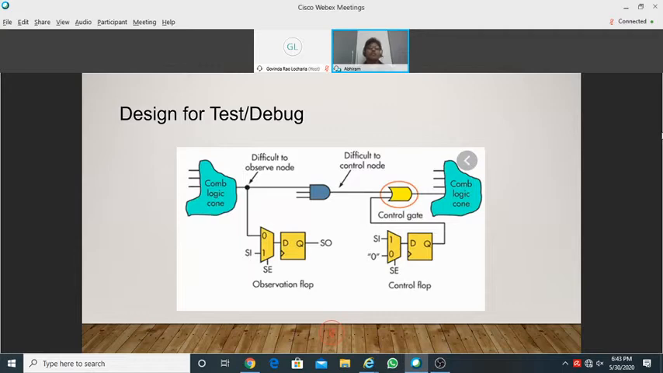So now you need to verify those as well, because unless you verify that the intent of the observation flop or intent of this logic is verified, then there is no use once your silicon comes back. And if a particular logic doesn't work, then it doesn't really make sense to have this dead logic here. So verification has to be done for this logic as well.